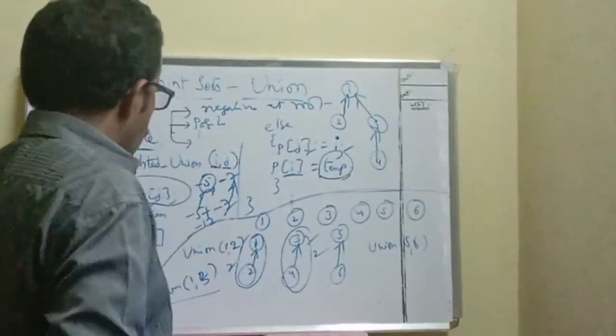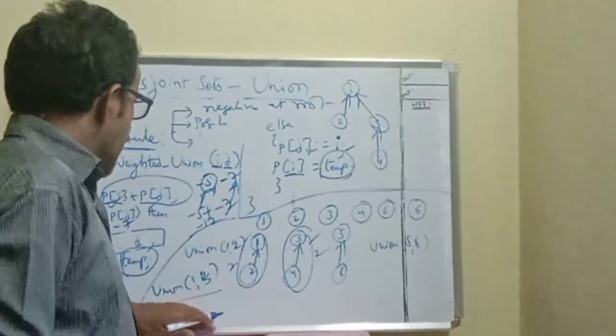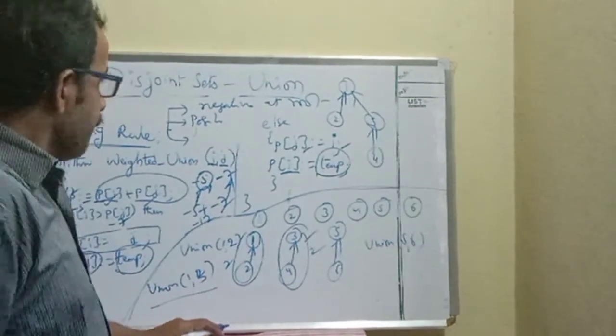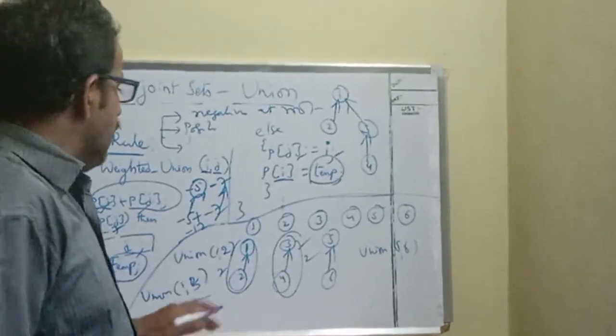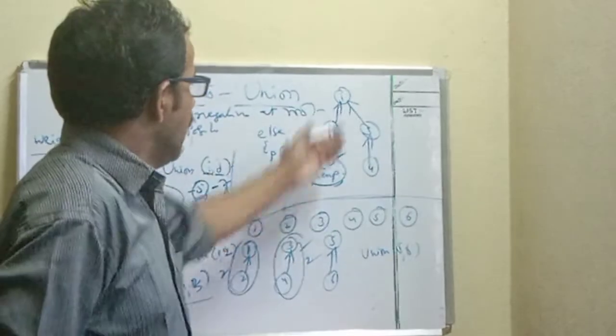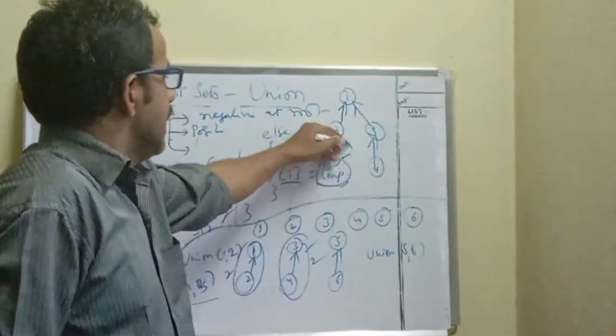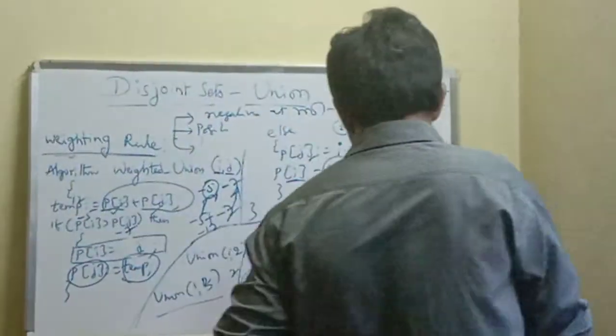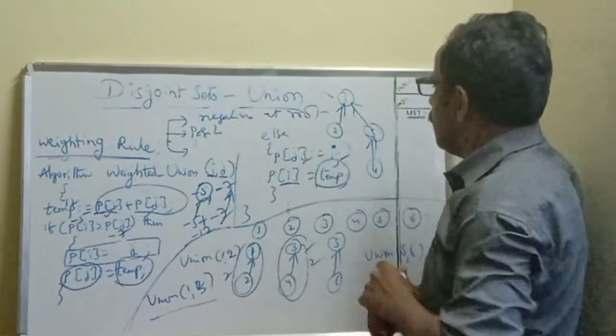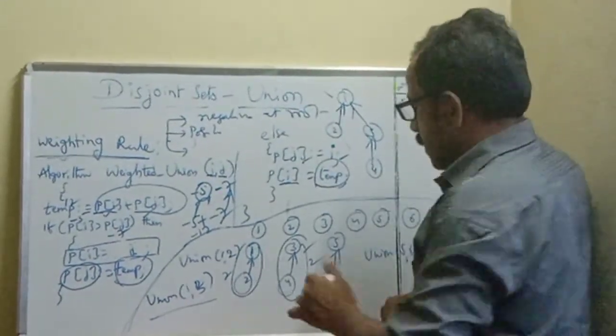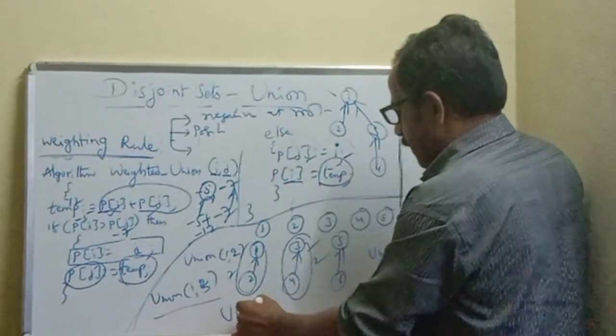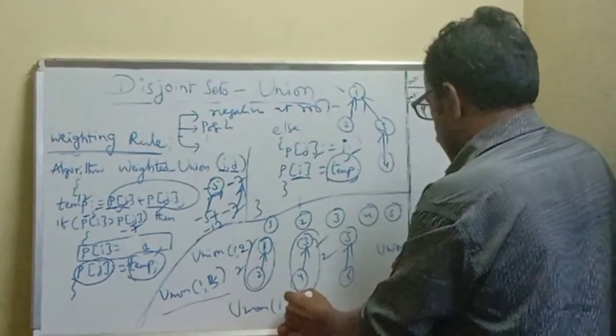If you perform union of 1, 3, 1 is the parent of the first tree and 3 is the parent of the second subtree. Because the sizes are equal, I can get a tree structure like this. After that, what is the root node of this tree? 1. Suppose once again I perform union of 1, 5.